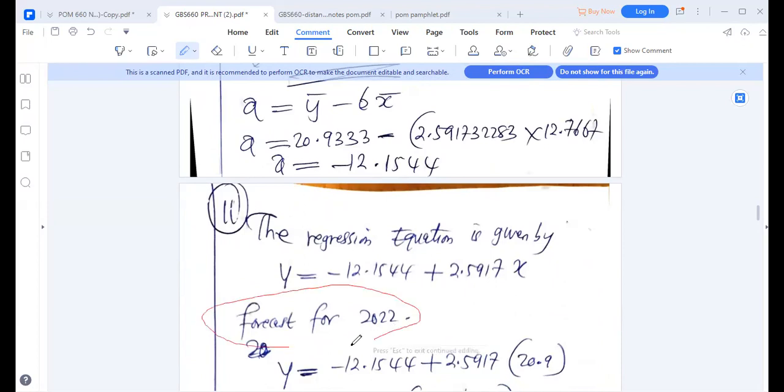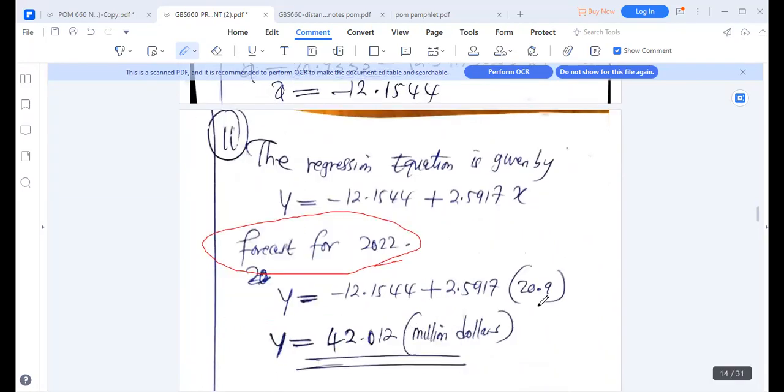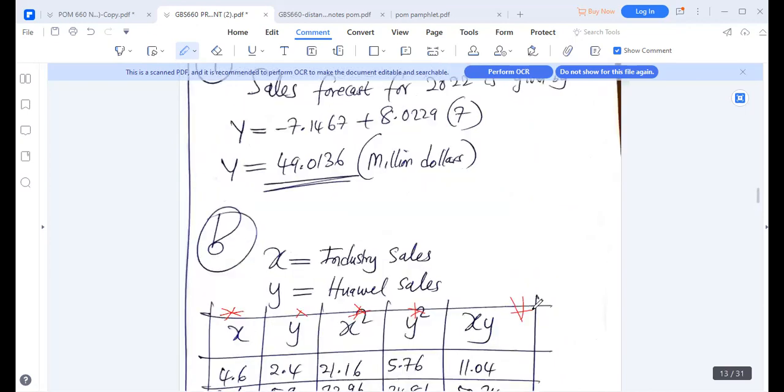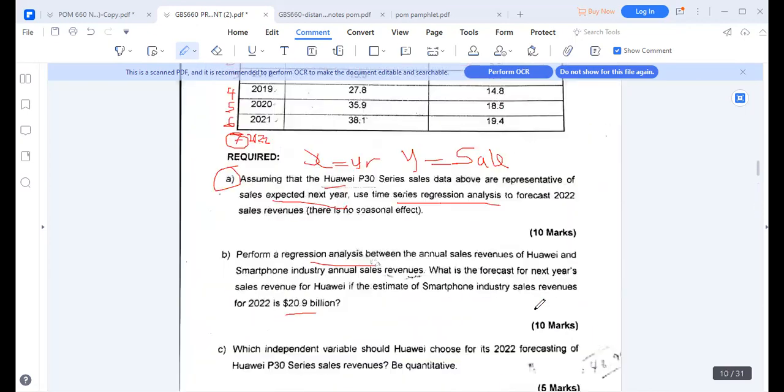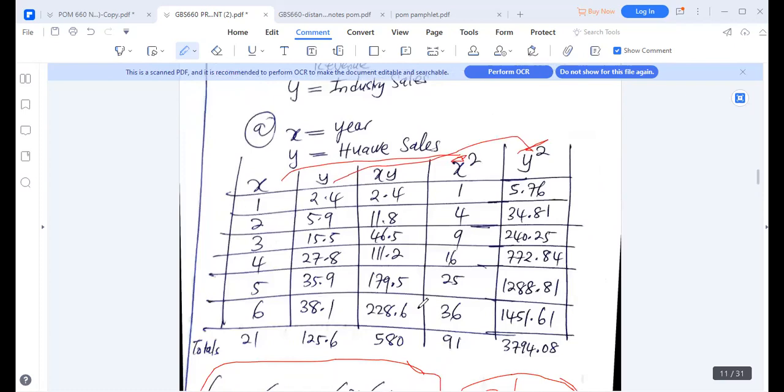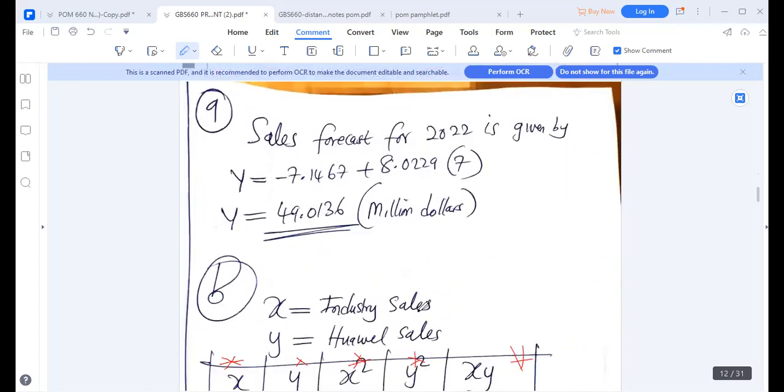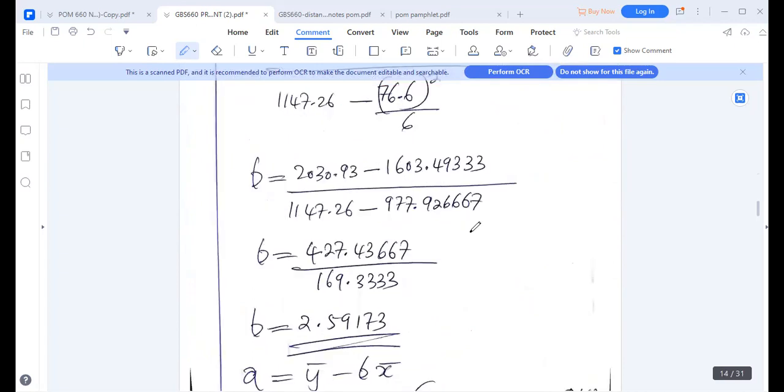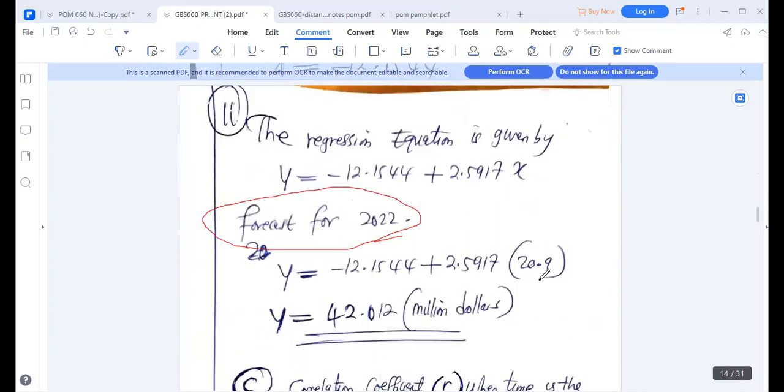Then from here, we are supposed to find the forecast for 2022. So the forecast for 2022 actually is supposed to substitute that here. They gave us that, find the forecast for 2022, given that the all industry sales for X is 20.9. Substituting X at 20.9 here, in this kind of question, we got $42.012 million.